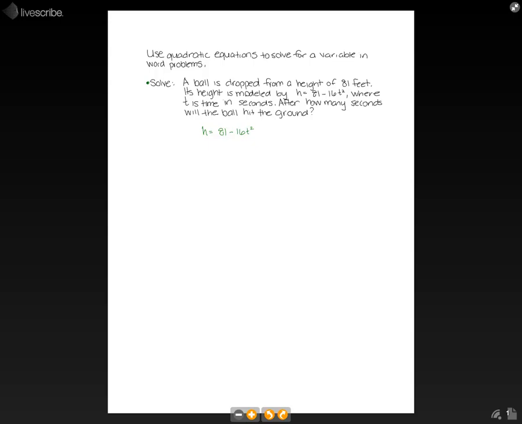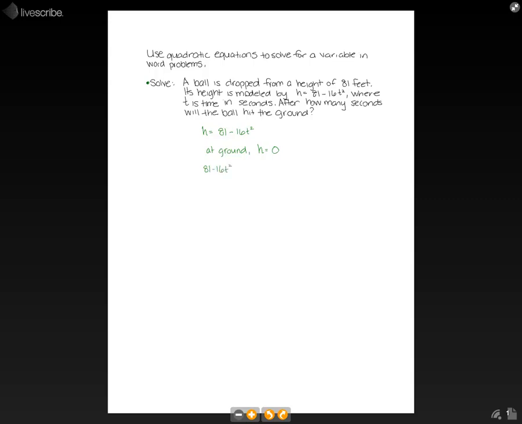If the ball is starting at a height of 81 feet, then that means it starts out at h equals 81. When the ball hits the ground, we know that h must equal 0. So at ground, h equals 0. Since we're looking for when the ball hits the ground, we are looking for when 81 minus 16t squared equals 0.